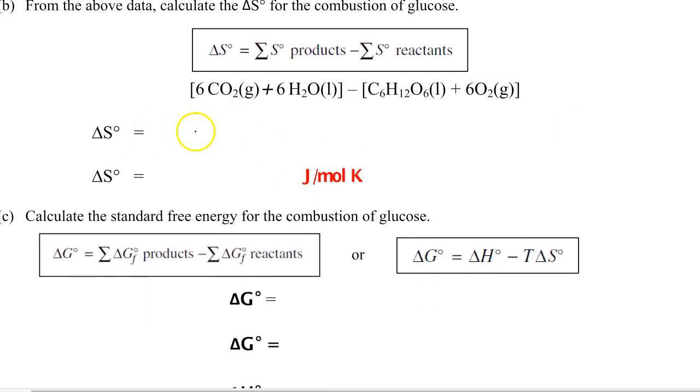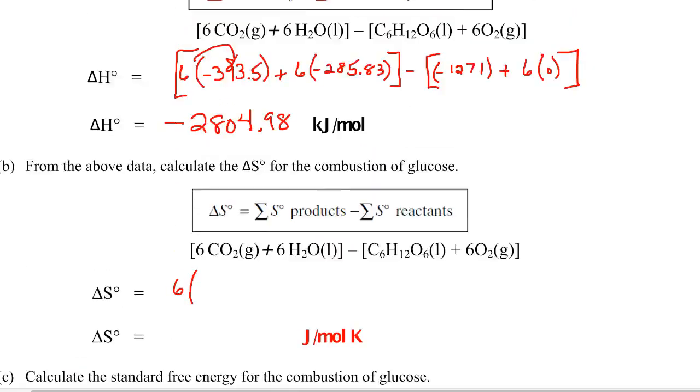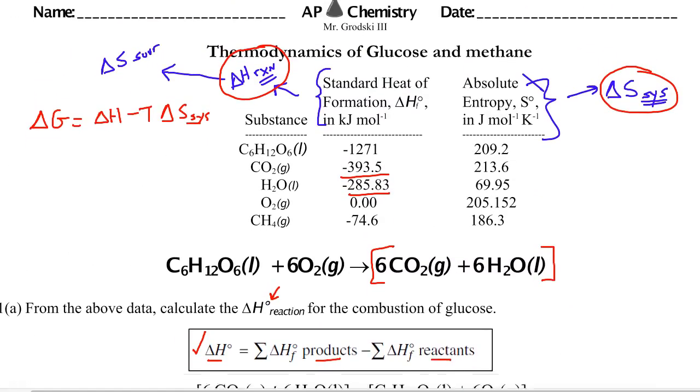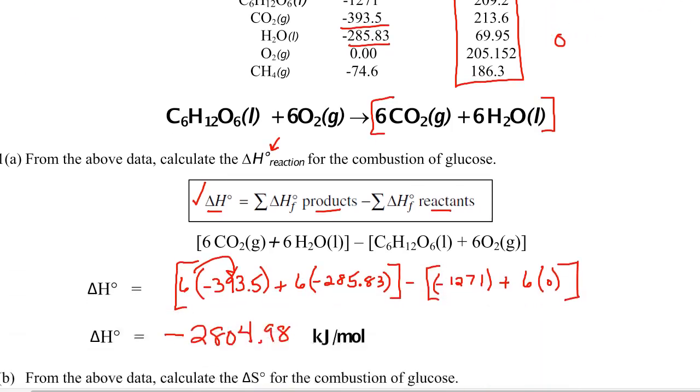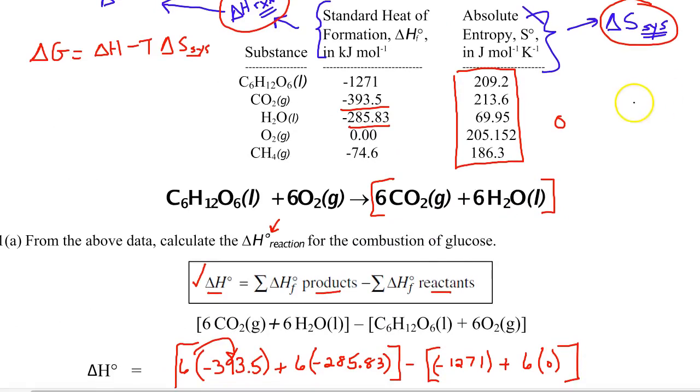So we're going to go 6 times the what? The absolute entropy. That's how much degrees of freedom we currently have in our CO2, and that'd be 213. Notice all of these are positive. Absolute entropies are positive. They start from 0 at 0 Kelvin, third law of thermodynamics, and they increase as they get more complex or what? Become gases and so forth. So for CO2, we've got 213.6.